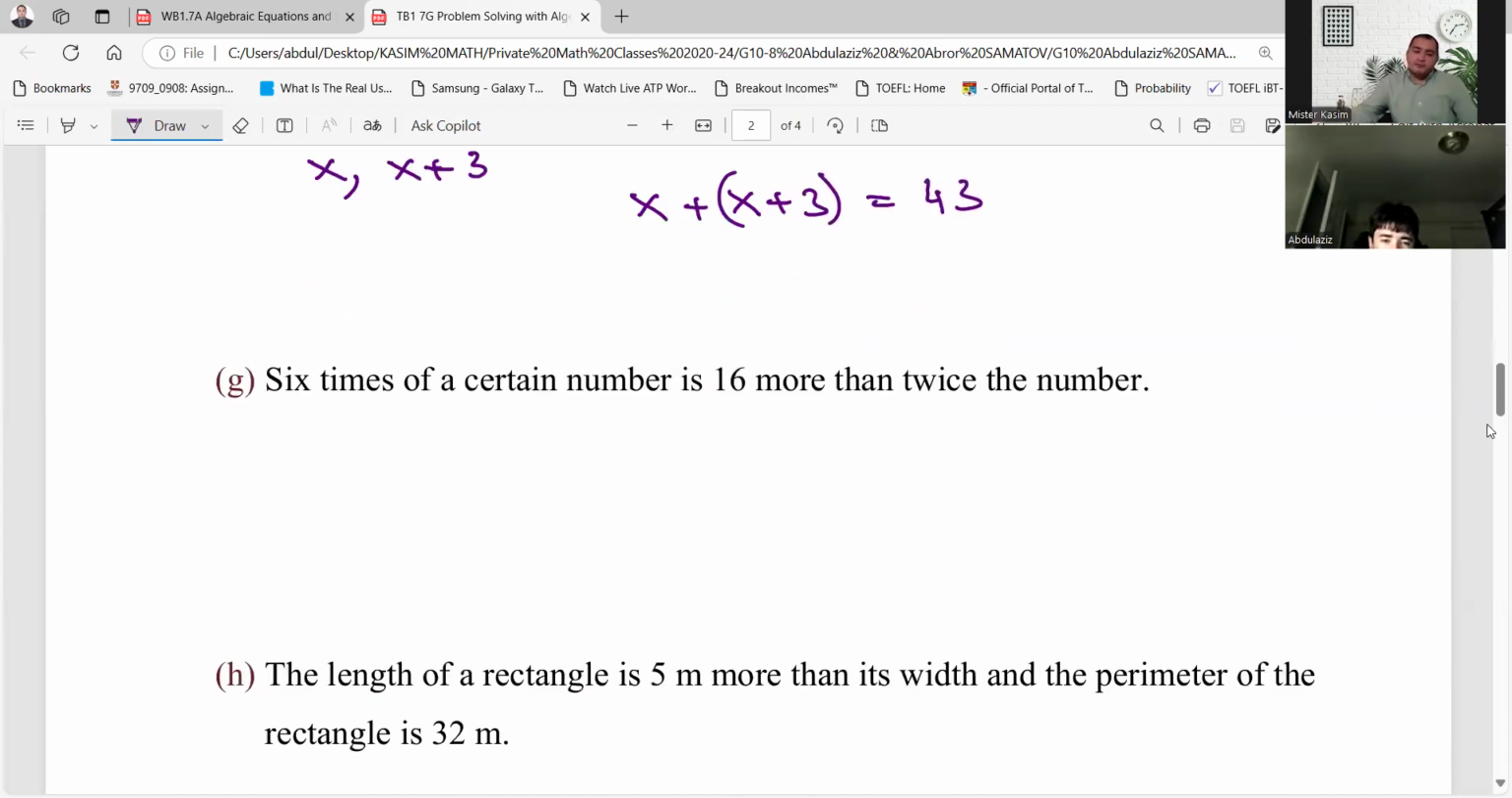6 times of a certain number is 16 more than twice the number. Okay, here, certain number, right? The certain number is, for us, x. Can you write this equation in your notebook and read it to me?